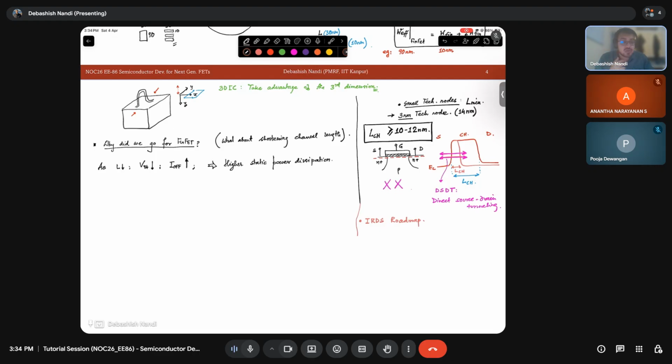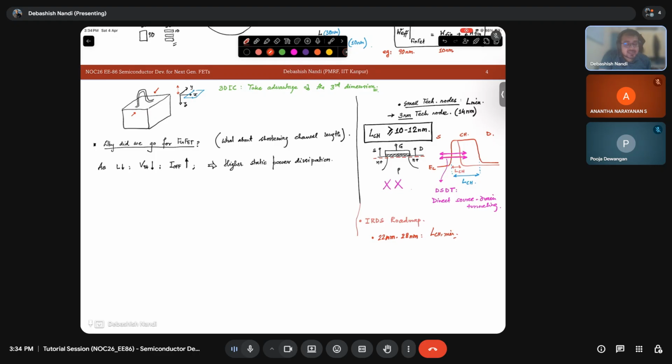Earlier, till 22 nanometer or 28 nanometer technology, we could say that the technology node definition and the LCH, channel length, are almost analogous, which it was not. It can be higher or lower than that. For example, for a 90 nanometer technology, I can have a lower channel length than 90 nanometer.